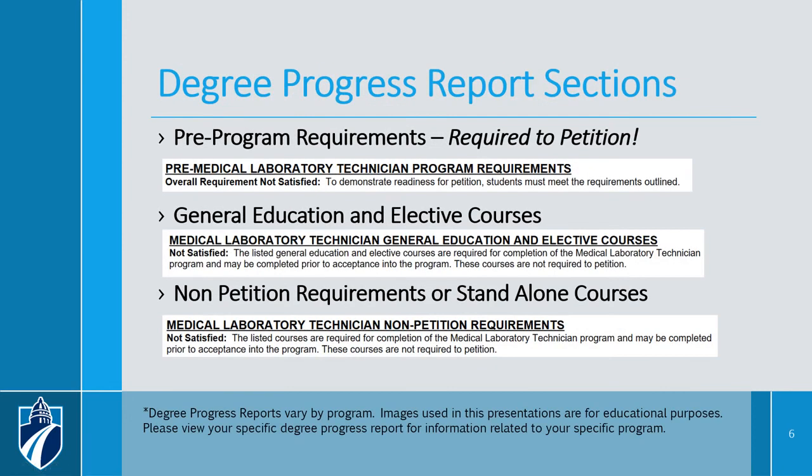When reviewing your degree progress report, you may notice that there are different sections. Sections will vary based on the program that you are in. Pre-program requirements section include courses that you are required to take in order to petition. General education and elective courses section include courses that are not required to petition. These can be taken before or while in your core program classes. These are considered graduation requirements.